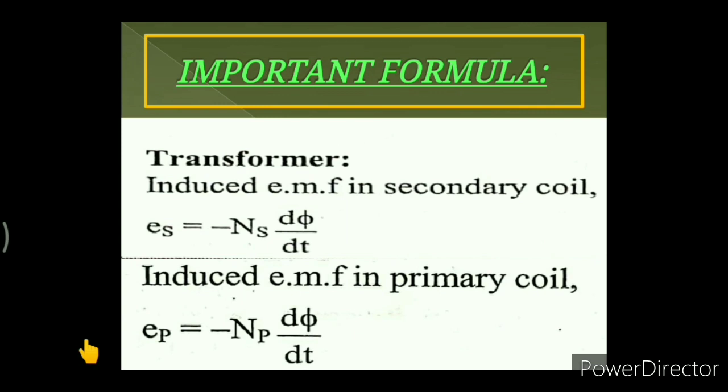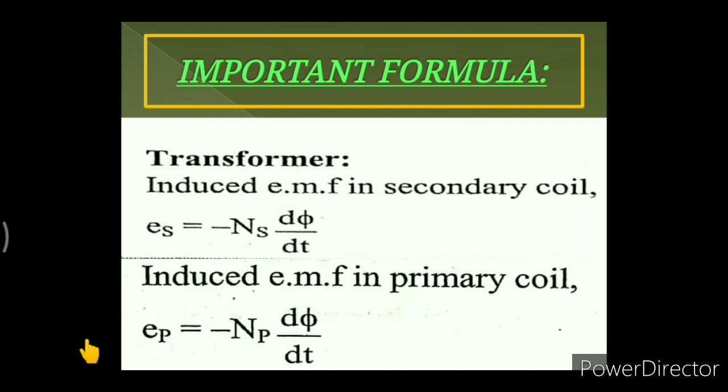After that, we had seen the transformer, which is an electrical device that converts low alternating voltage at high current to high alternating voltage at low current and vice versa. It is based on the principle of mutual induction, that is, whenever the magnetic flux linked with the coil changes, an EMF is induced in the neighboring coil.